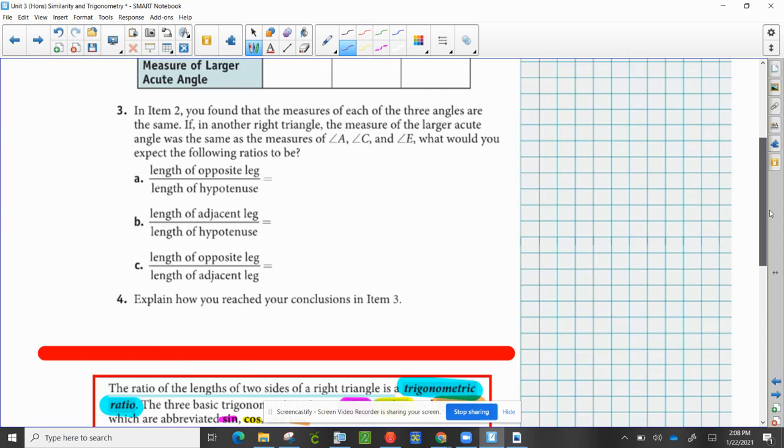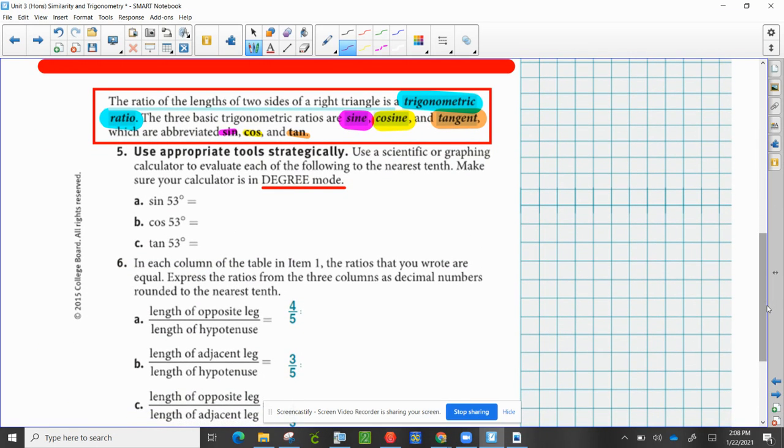I'm actually going to skip down below to this box here. So the ratios of the lengths of two sides of a right triangle form a trig ratio. Okay, we usually just abbreviate it trig ratio. And the three basic ratios we have are sine, cosine, and tangent. And then you can see they're abbreviated below. Okay, so we're going to start by using a scientific or graphing calculator to evaluate each of these angles in A, B, and C. Make sure your calculator is in degree mode.